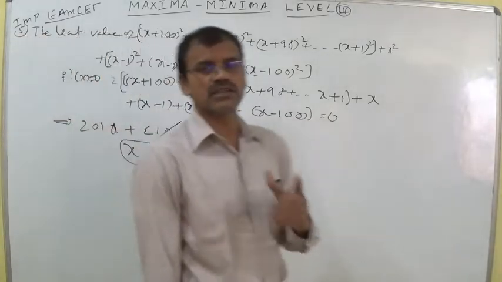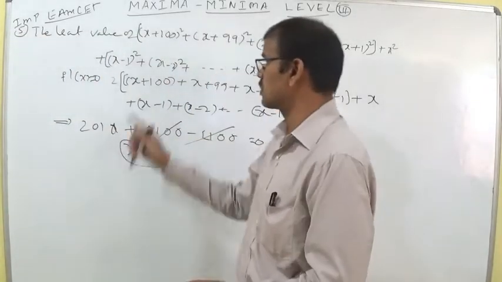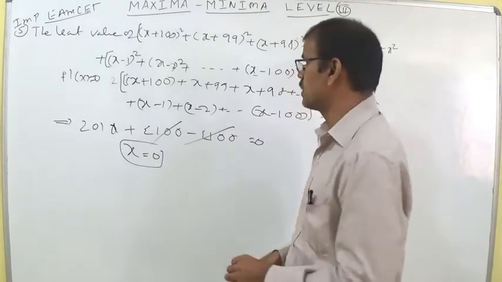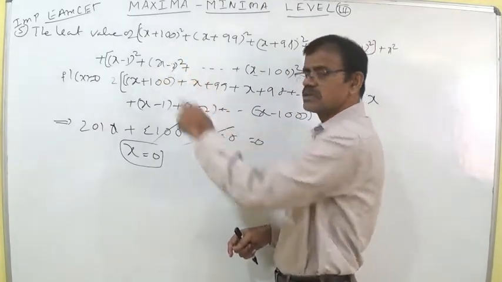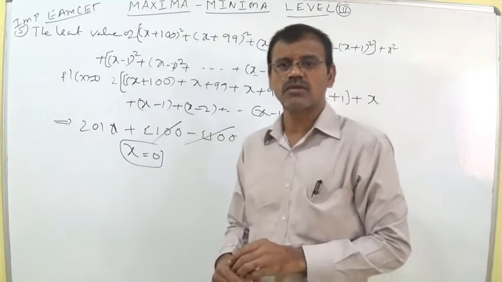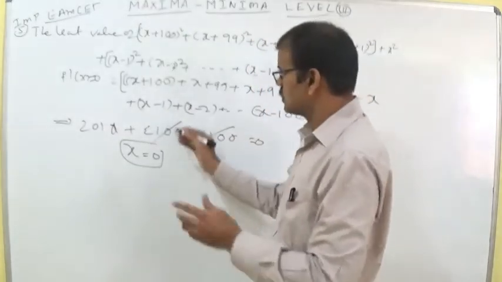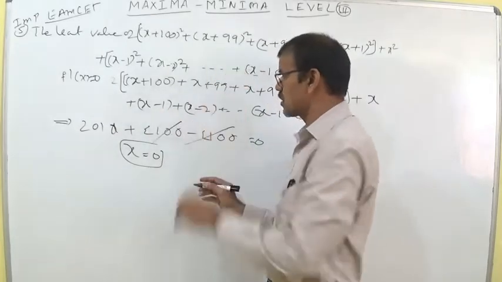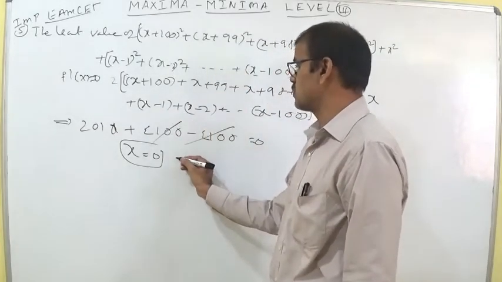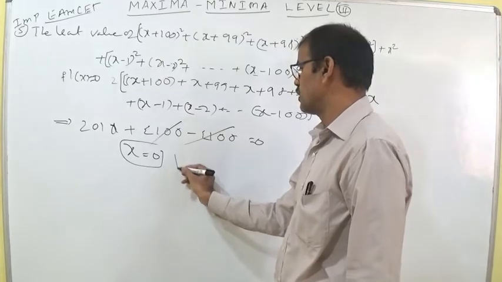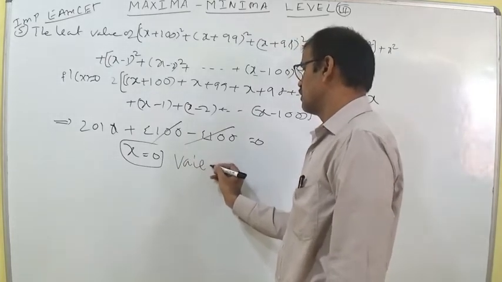Without calculating this also, directly you can put, using the shortcut, x = 0, because every square is greater than or equal to 0. The minimum value of a square is always 0. You can put directly x = 0. So this is the procedure, and that is the shortcut. Now let us discuss the least value.